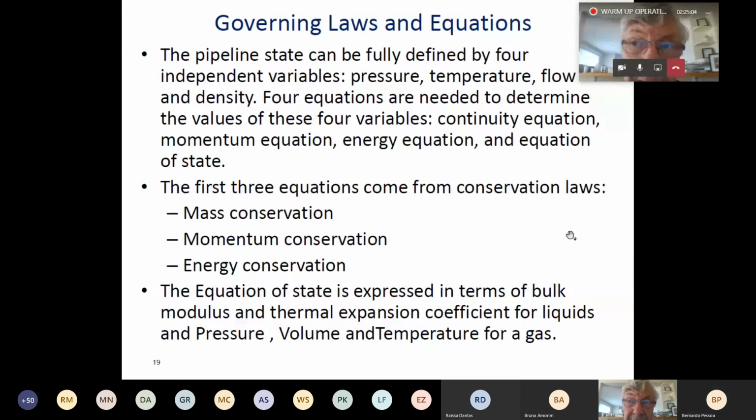So the amount of fluid that goes into a particular element within the pipeline is the same as the amount that comes out. And then sometimes we'll have line pack, we'll have a residual there, and the mass is stored or squeezed within it. Then we have a second, and that's the momentum conservation, which is really Newton's second law, and then energy conservation. And finally, the equation of state. Well, for liquids, we use bulk modulus and the coefficient of thermal expansion to determine that. And for a gas, we use pressure, volume, and temperature. So something like the ideal gas law. So we go to 20.